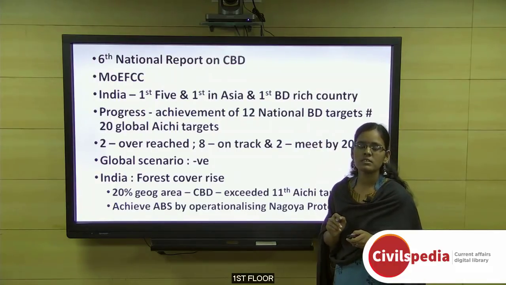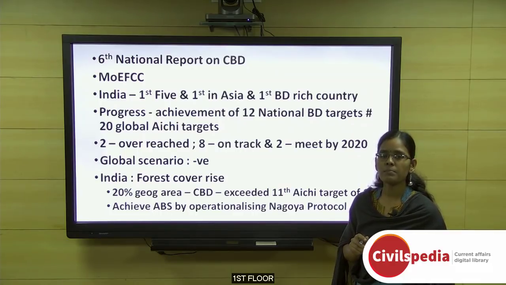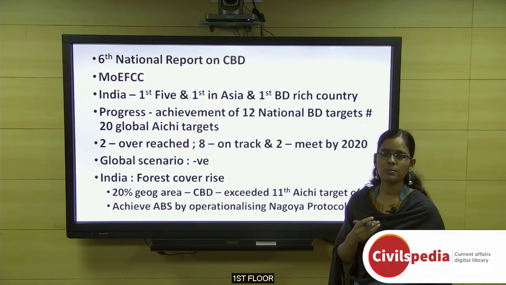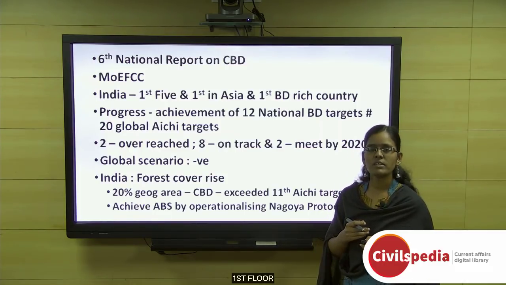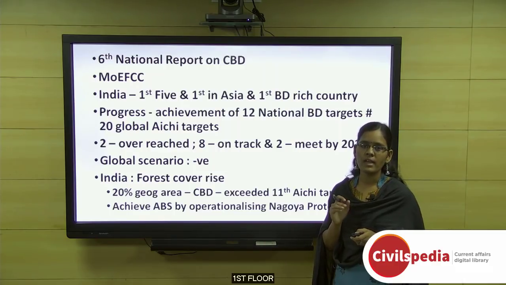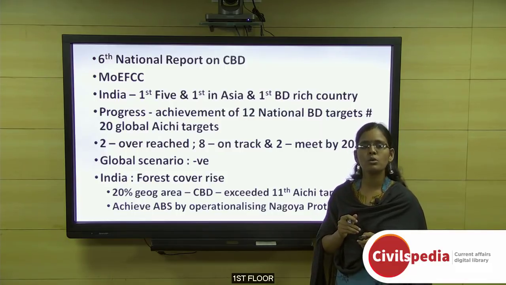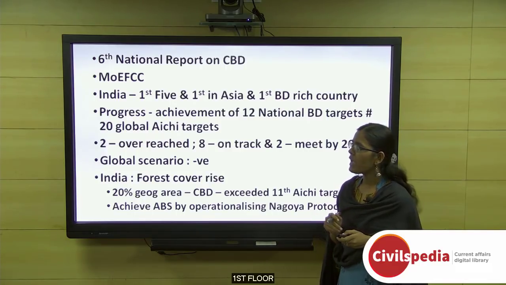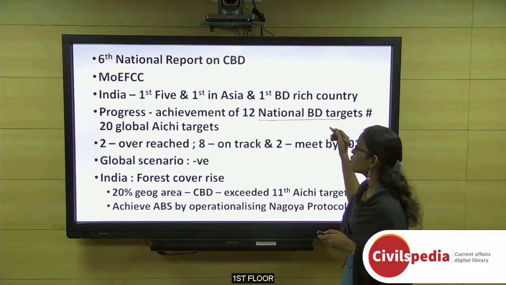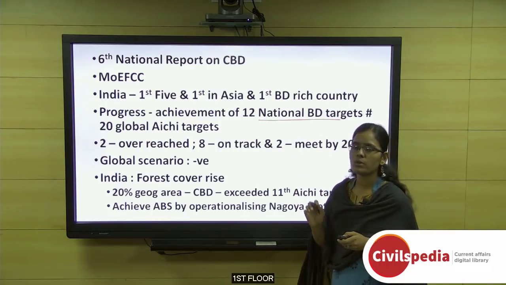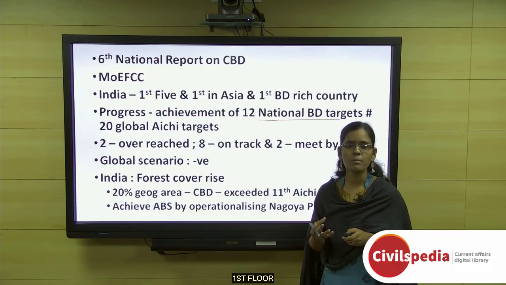With respect to this 6th national report, the Ministry of Environment, Forest and Climate Change has submitted it, and it reviews how progress has been made in achieving the national biodiversity targets. India is first among the top 5 countries in the world, first in Asia, as well as the first biodiversity rich country to submit this national report. This report has tracked how much India has achieved with respect to the 12 national biodiversity targets, which are equivalent to the 20 global Aichi targets. So it shows the level at which India is performing.